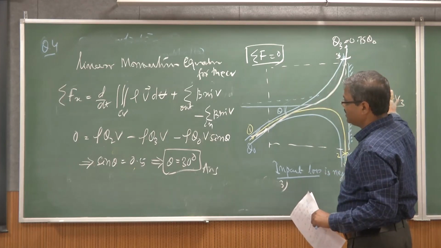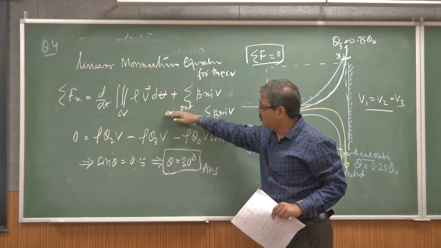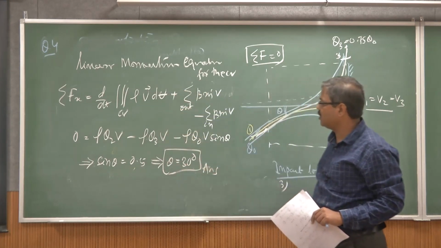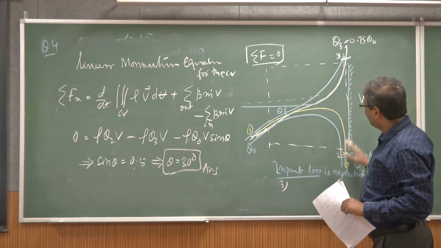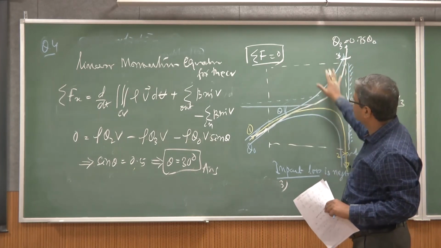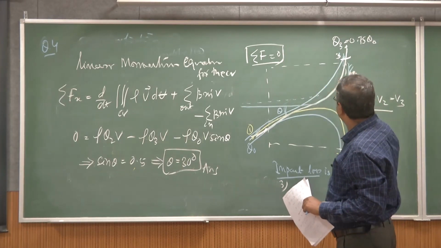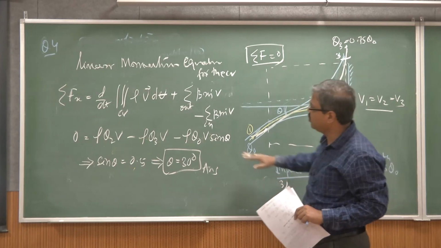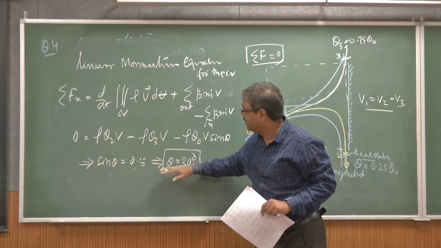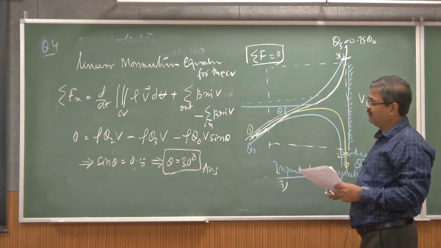Once you have that assumption, you substitute it in the linear momentum equation to compute theta equal to 30 degrees. That means you apply the linear momentum equation over these control volumes, and as there is no force exerting on this, the net force is equal to 0. That's what we apply to compute the component.